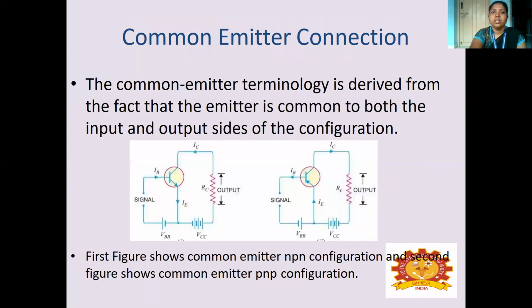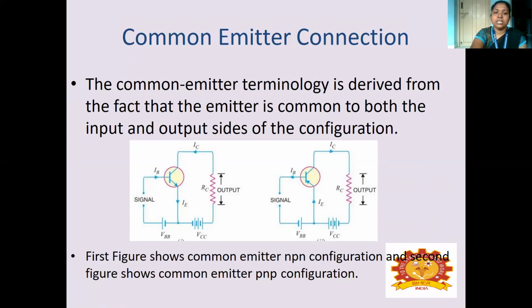Next you are going to come to the second configuration, which is called the common emitter connection. In the common emitter terminology, the emitter will be common. In the case of common base, we made the base common, but here you make the emitter common with respect to both input and output of the configuration. Here also you are going to see two different configurations, that is NPN transistor and PNP transistor.